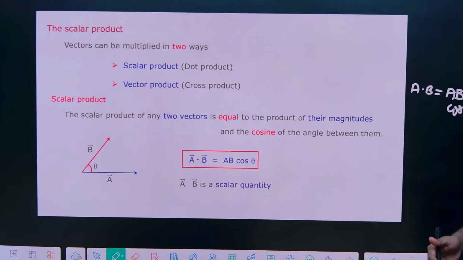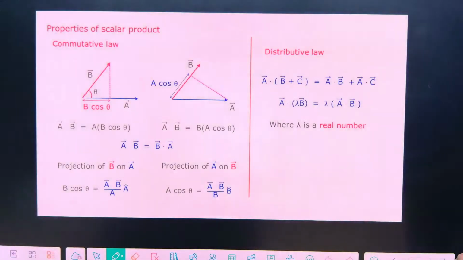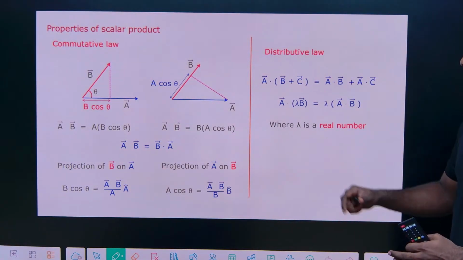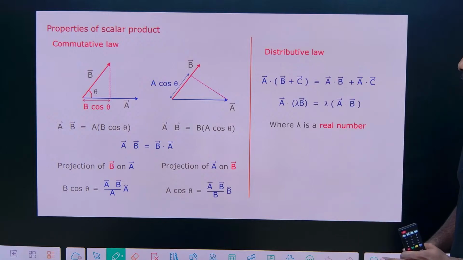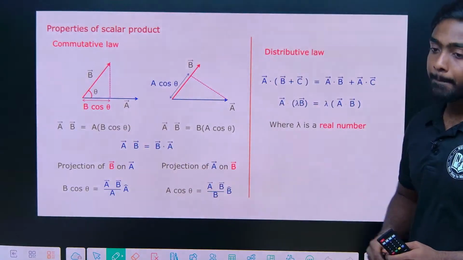We will go for the next one. So properties of a scalar product. First one is the commutative property and second one is the distributive property. Commutative property is nothing but A dot B will be equal to B dot A.